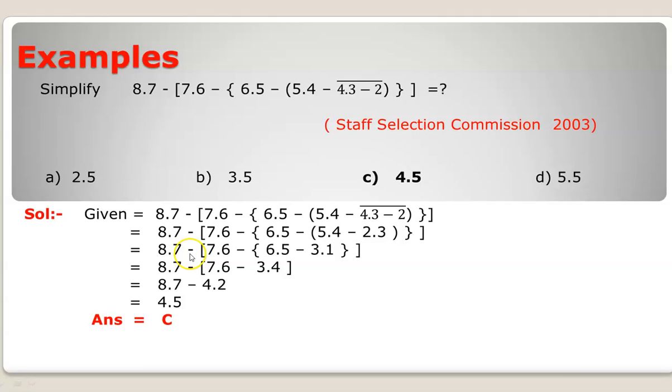Now in the next step, first we solve the inner bracket. So 5.4 minus 2.3 is equal to 3.1. In the next step, again we solve the inner bracket calculation: 7.6 minus 3.1... the subtraction of these two numbers is 3.4. Then the next step is 8.7 minus 4.2, and in the last step 8.7 minus 4.2 is equal to 4.5. So option C is the correct answer.